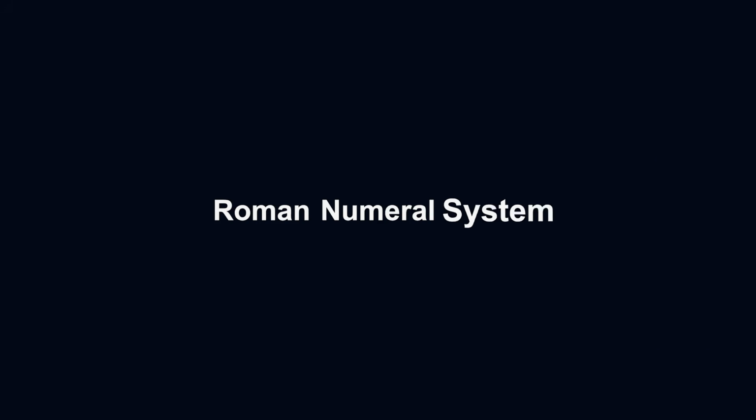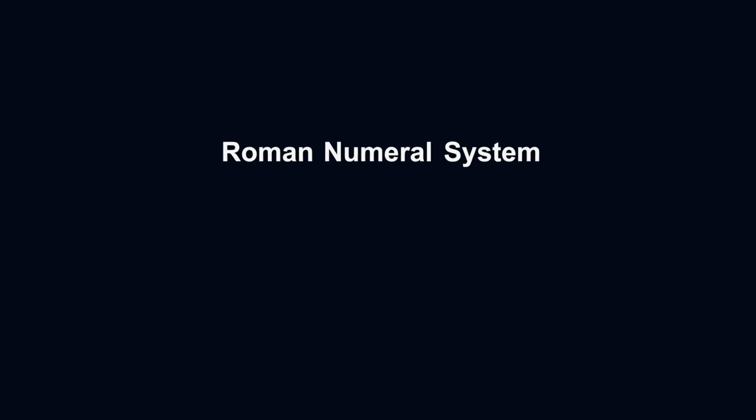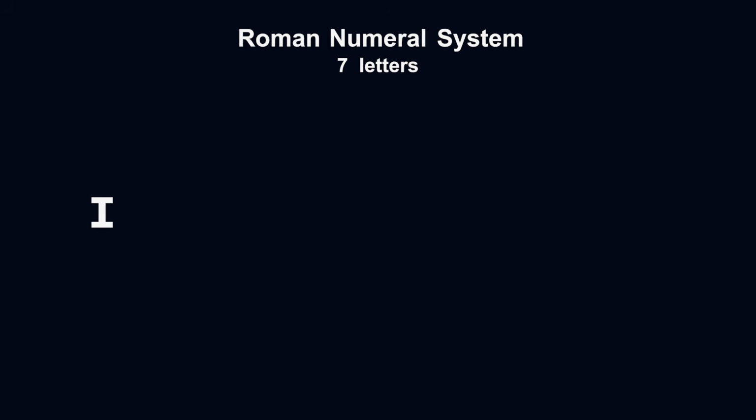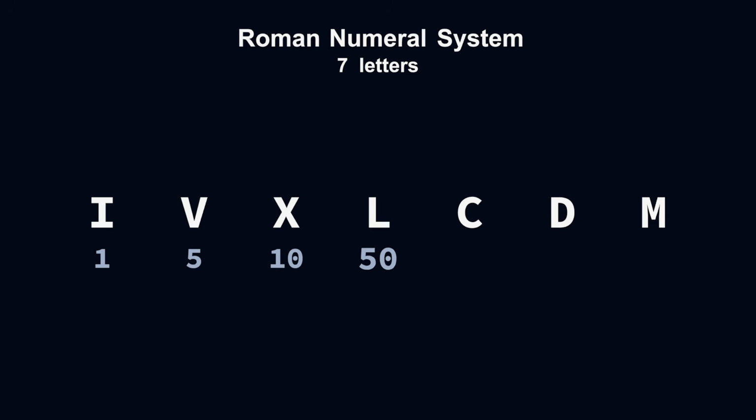The modern Roman numeral system we use today is composed primarily of 7 letters: I, V, X, L, C, D, and M. I is equal to 1, V is equal to 5, X is equal to 10, L is equal to 50, C is equal to 100, D is equal to 500, and M is equal to 1000.